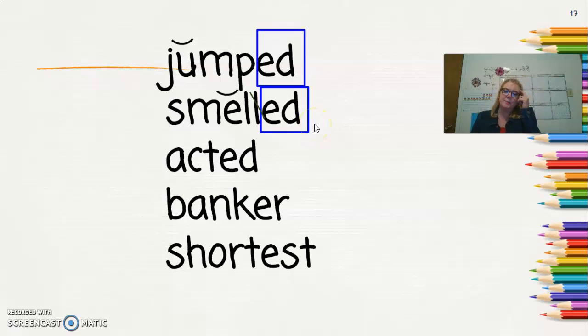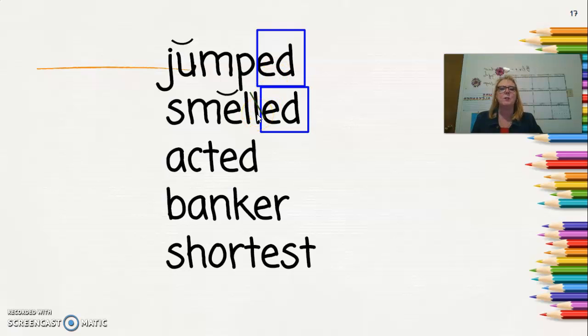Think about it. Look at this clue right here. Look at this consonant at the end of that base word. Is that P voiced or unvoiced? Let's try. P, p, p. It's not voiced. And what sound did it make again? Jumped. Is this T sound voiced or unvoiced? T, t, t. Oh, so when the consonant is unvoiced, the ed sound will be unvoiced and make the sound T.